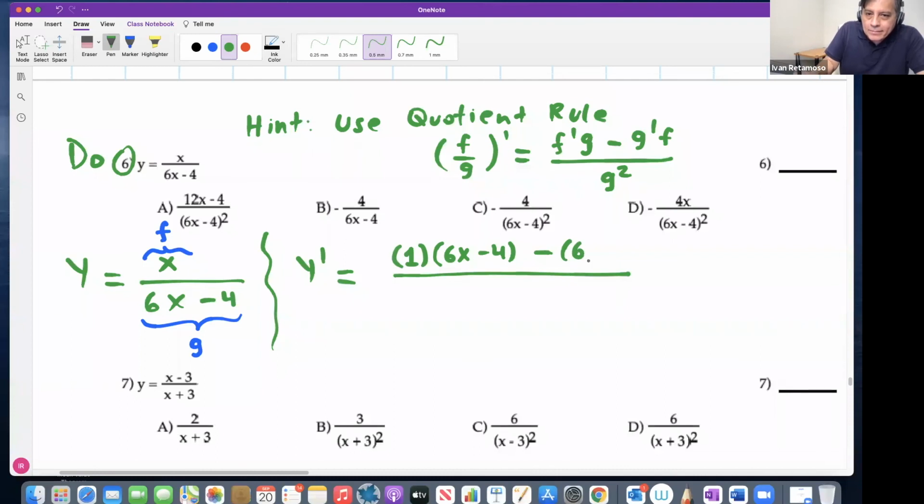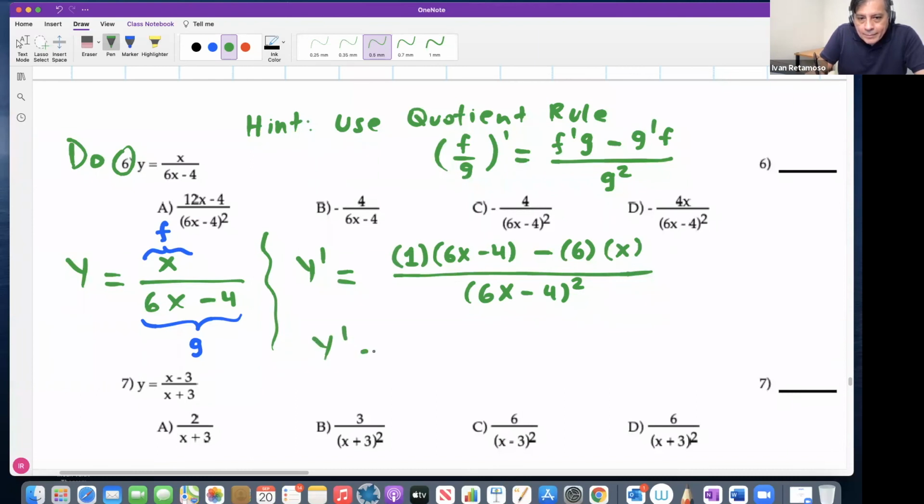Derivative of 4, 0. 6 multiplied by f. F is this function as it is, 5 times x. And all that divided by the square of the function g, which is 6x minus 4 squared. Remember, keep this denominator in factor form, in exponential form, if you want to call this form. Keep it as it is. The one that we have to simplify is the top. Work this out.